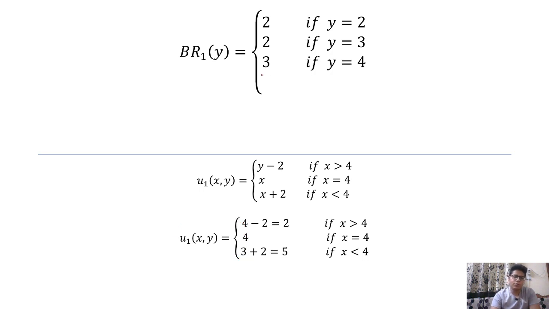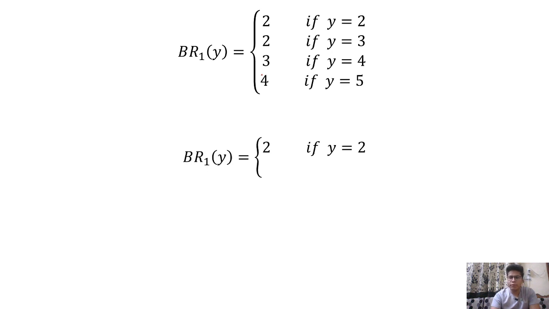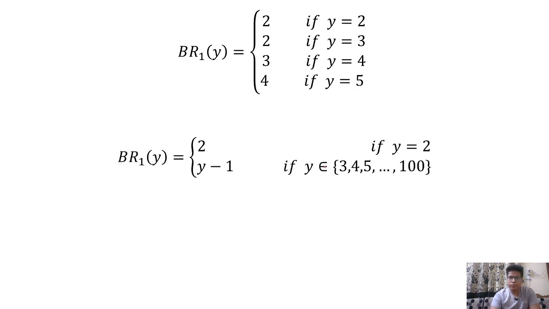So do the same exercise for y is equal to 5 also. So you can see y is equal to 5, 4. So basically we can see if y is equal to 2, my best response is 2. Then you can see one pattern here in these three cases. If value of y is 3, then I choose y minus 1. If value is 4, then I choose y minus 1. If value is 5, then I choose y minus 1. So basically if y belongs to 3 to 100 integers, then I choose y minus 1. So this is my best response function.